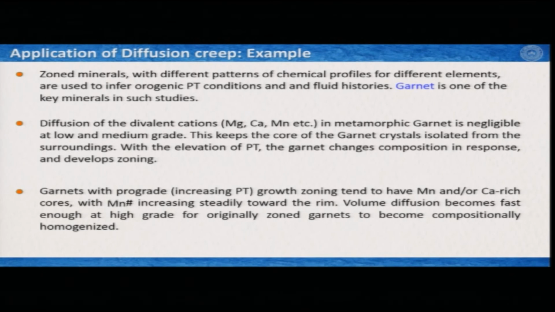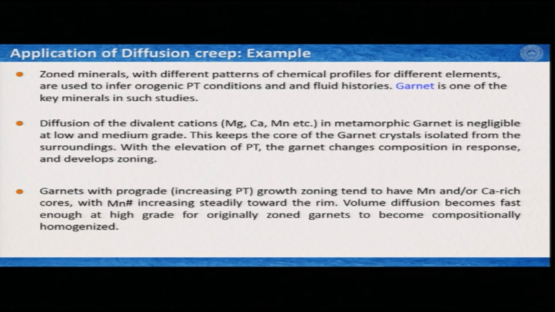So if we think of the application of diffusion creep, there are many, but I will give you one. As I said, you can use it for mapping the movement of major or trace elements. The zoned minerals that we see in nature very frequently, with different patterns of chemical profiles for different elements, are sometimes used to infer orogenic pressure-temperature conditions, and most of the time fluid histories. Garnet in particular is one of the candidates for such studies.